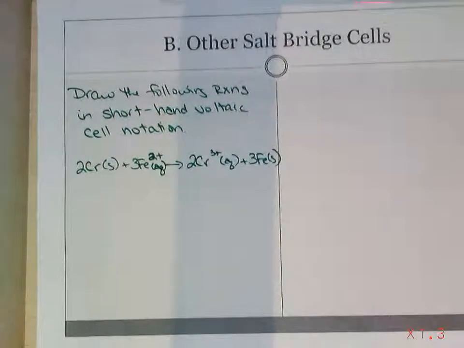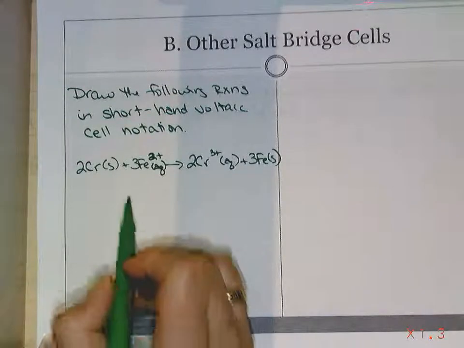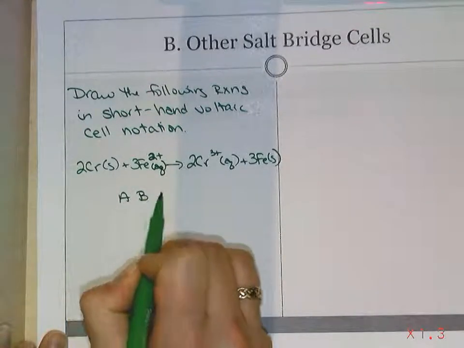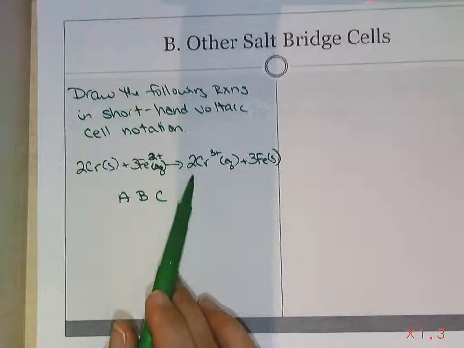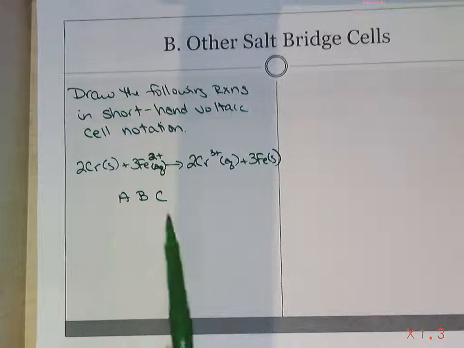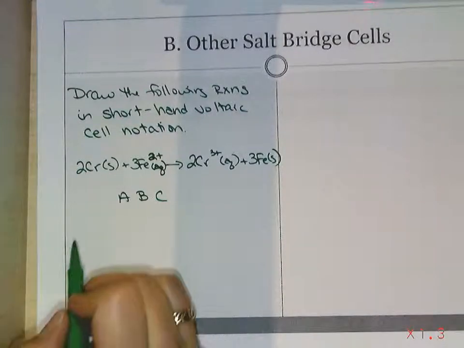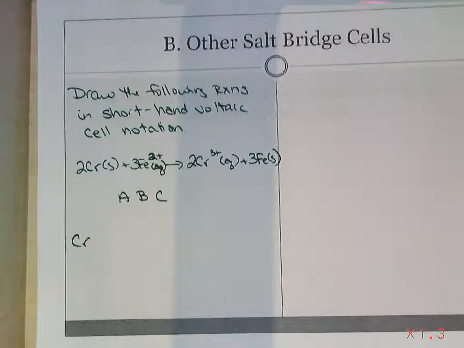All right, looking at that, what is the metal that's being oxidized? Okay, so does that go on the left or the right of my cell if it's being oxidized? Right, so our cell goes A, B, C. And if chromium's being oxidized, does it go on the A side or the C side? A side. Do we include coefficients? Not in the shorthand. No.